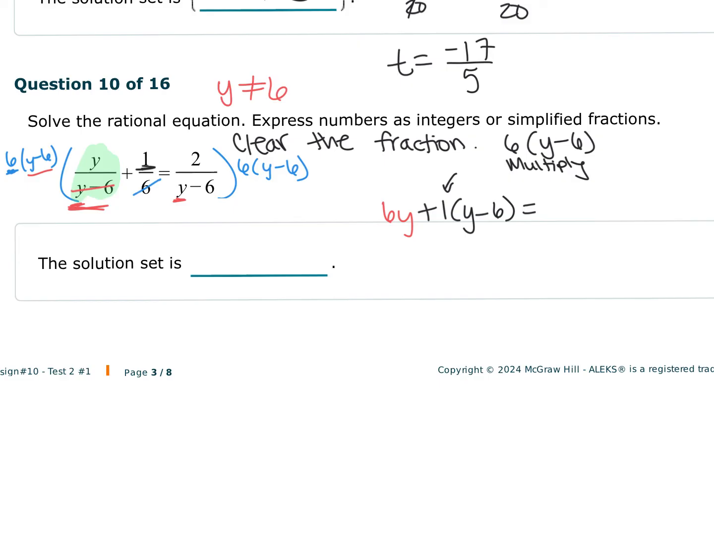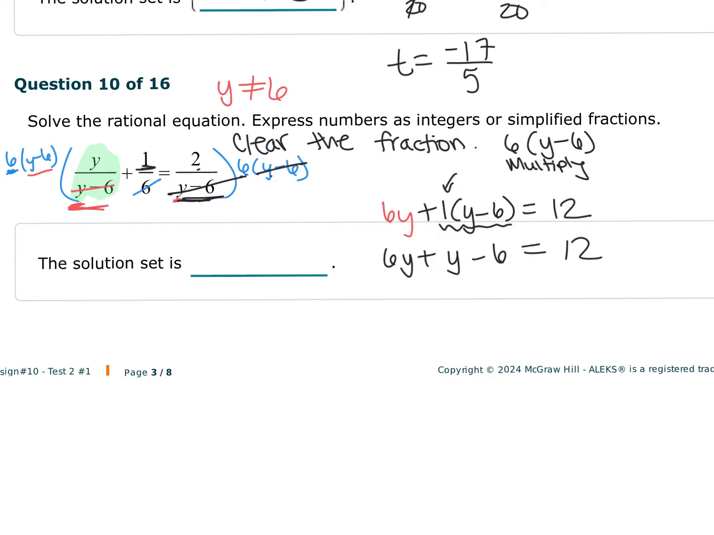So when I multiply 6 times y minus 6 times my last piece, the y minus 6 cancels out, and I'm just left with 2 times 6, which is 12. Okay, now I'm going to clean this up. This piece right here is just a positive 1. So it's just going to be 6y plus y minus 6 equals 12.